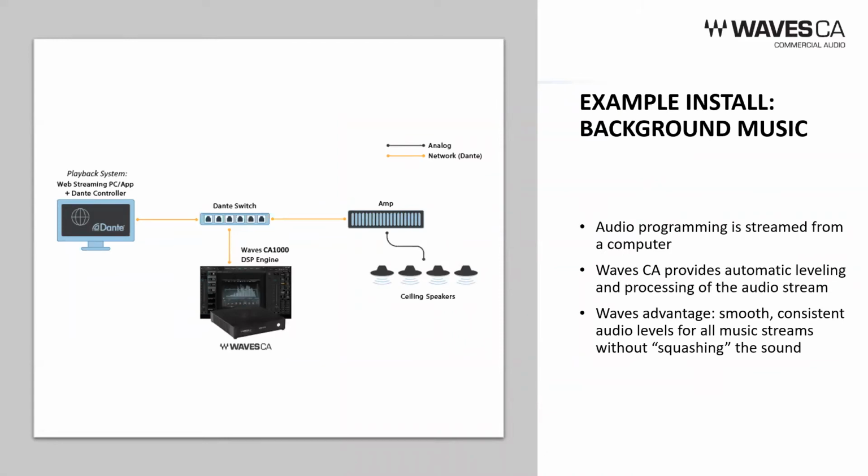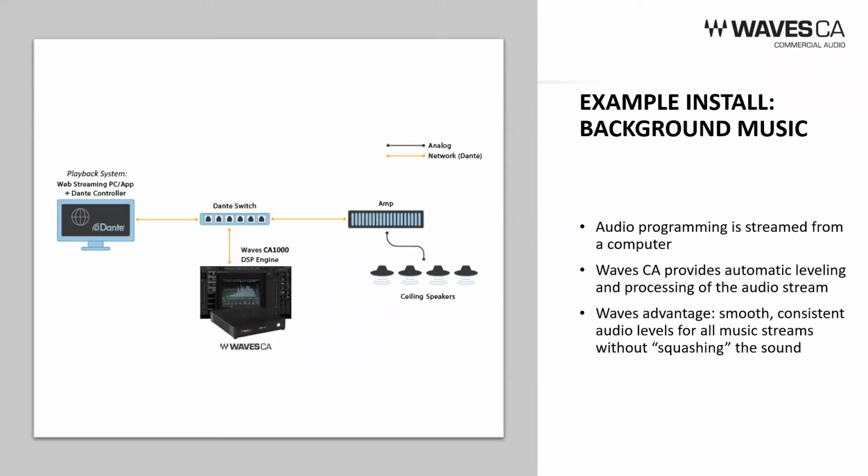An example of the background music, this is probably a very simple example for you to understand how the Wave CA product integrates into your network. In this particular example, we have a client who's using a web streaming PC or application where they also have the Dante controller to handle the routing on their network. Without Wave CA, the PC streaming the audio would go directly through the switch to the PA or the amplifier, and in this case, ceiling speakers.